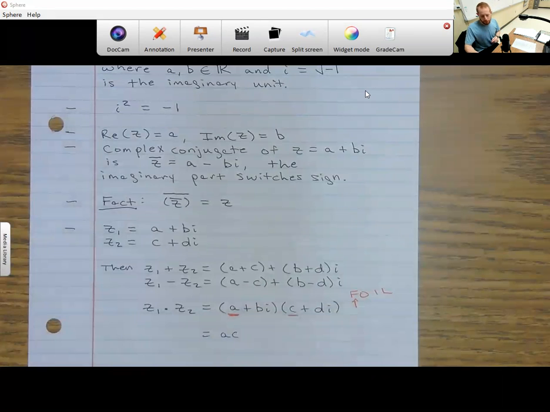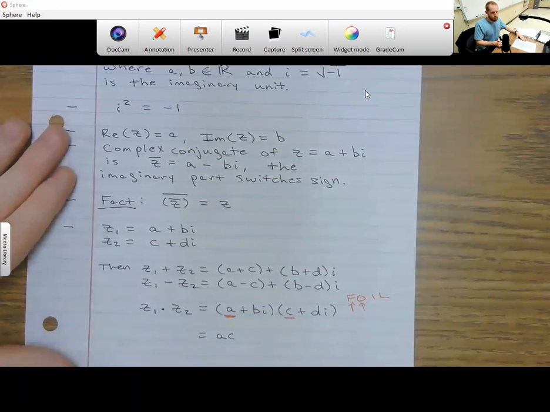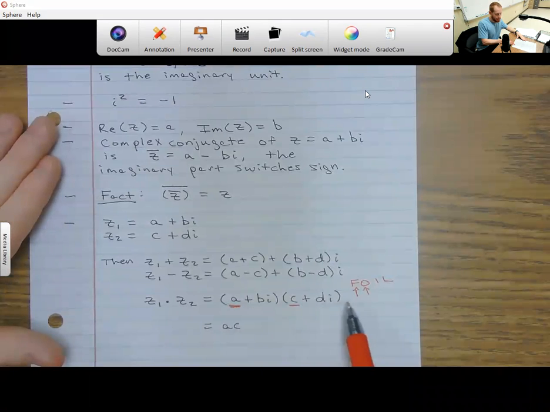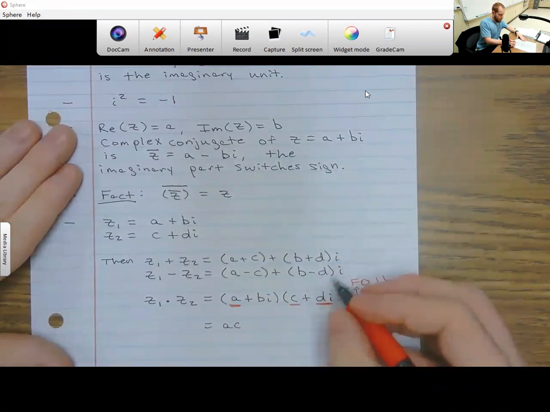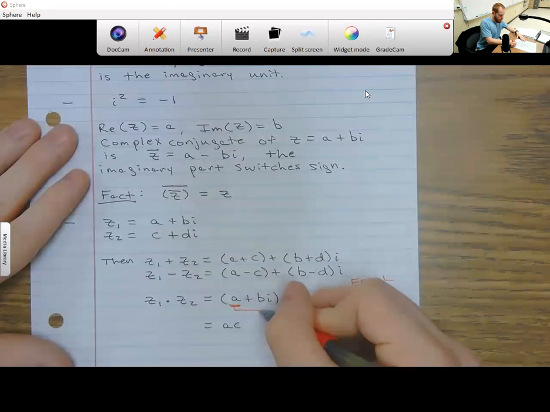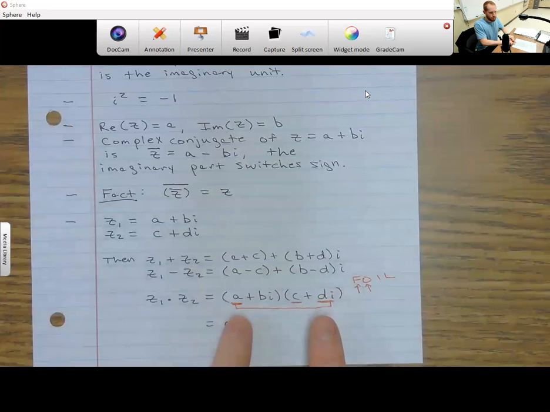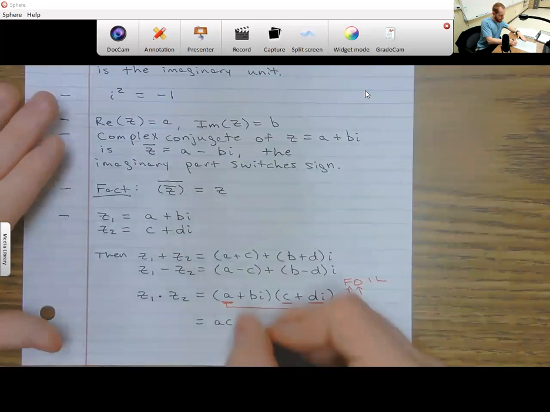The next thing we're going to do is we're going to look at the outer two terms, because that's what the O stands for. So what are the outer two terms? Well, a is on the outside and di is on the outside. So I'm going to underline di. So now we're basically looking at this. These are the outer two terms, right? So we're going to multiply those together. a times di is adi.